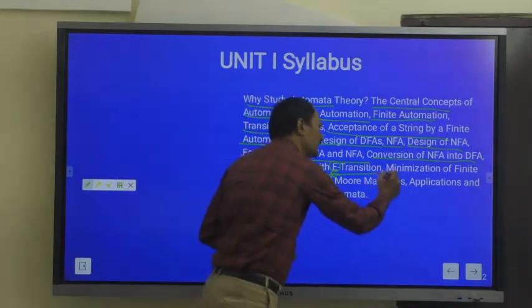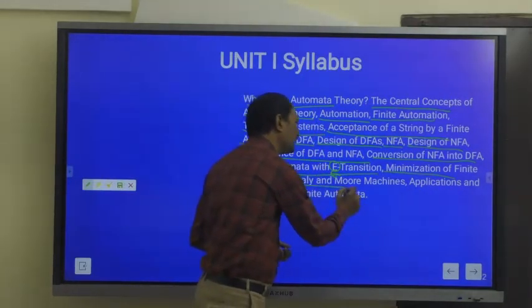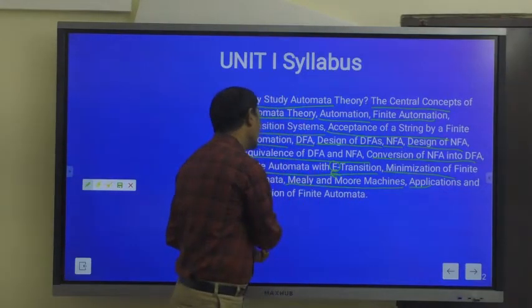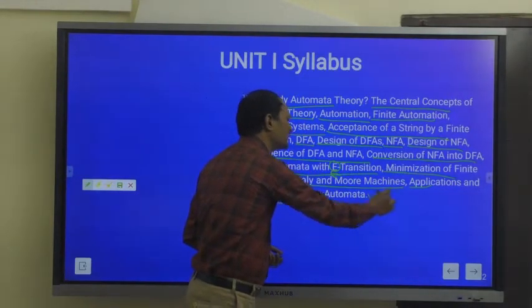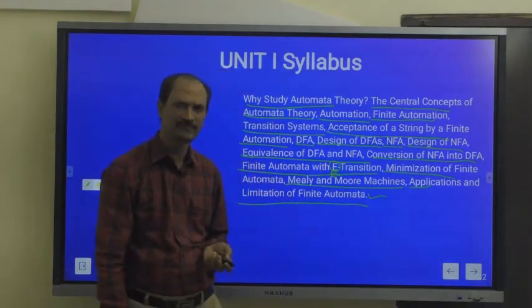Now, minimization of finite automata, we are going to discuss it. Then after that, we are going to see about Mealy machines and Moore machines. After that, we are going to have the applications and limitations of finite automata. This is about the unit 1 syllabus. We are going to cover them one by one.